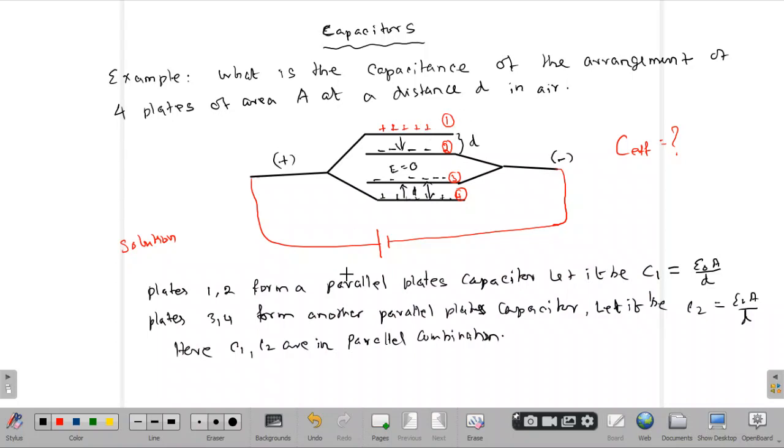For parallel combination, what is the effective capacitance? Just the arithmetic total, that is the algebraic sum of C1 and C2. So 2 epsilon naught A by D. This is the final answer and copy it. So we will discuss one more similar question. I hope you all understood the concept. I move to the next question.